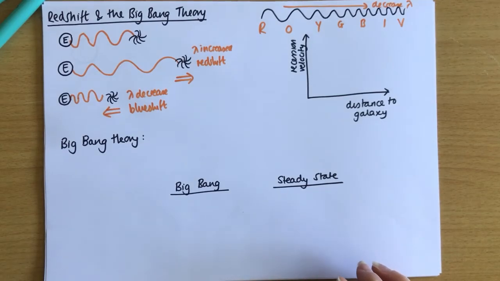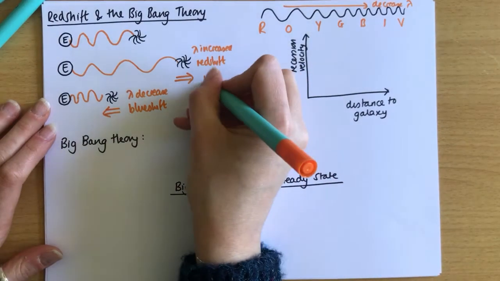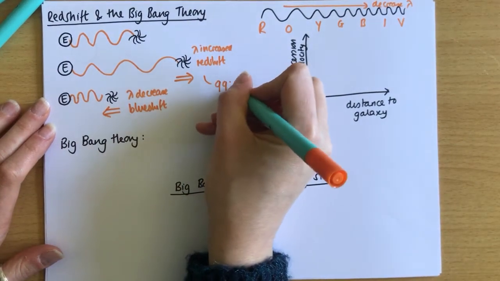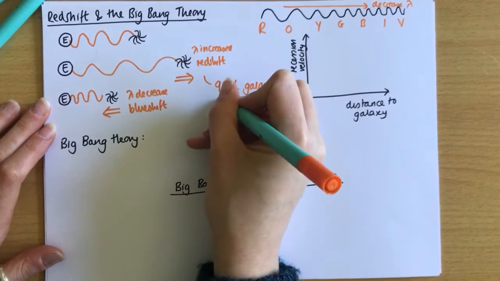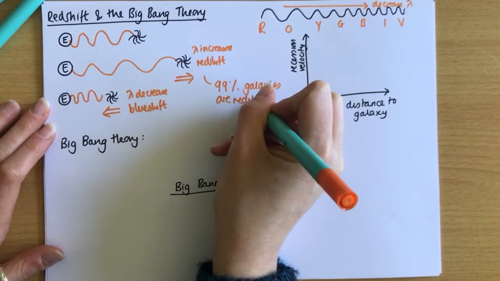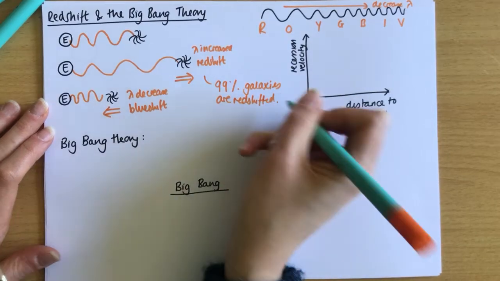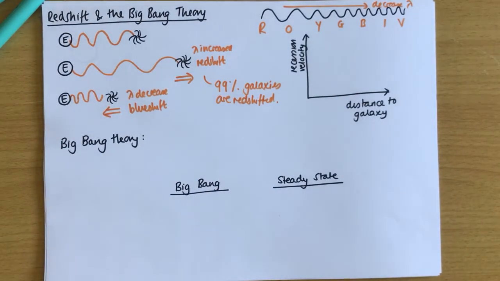That's really useful because we can look at all the different galaxies in the universe, of which there are thousands, and we can see if they're red shifted or blue shifted. And what we actually see is that like 99% of galaxies are red shifted. Now think about what that means. That means that 99% of galaxies are moving away from us. Only a few are moving towards us. One example is Andromeda, our neighbour.